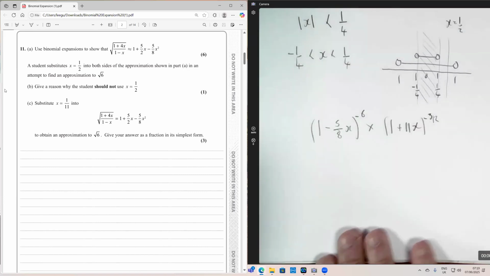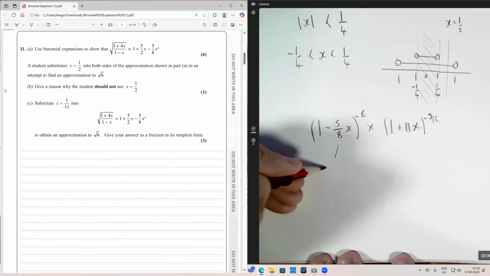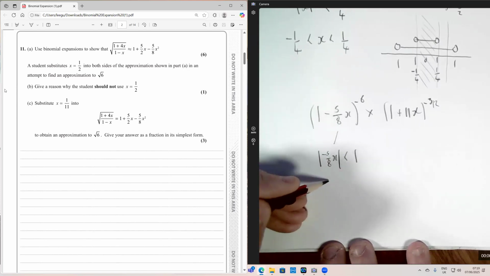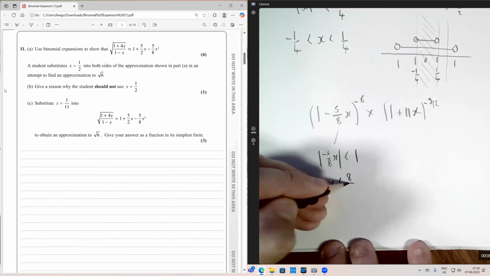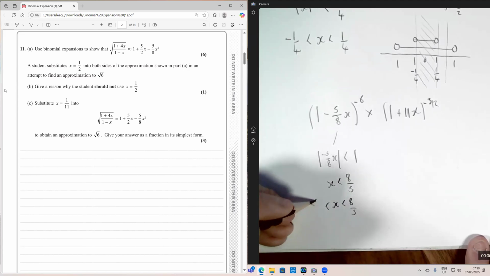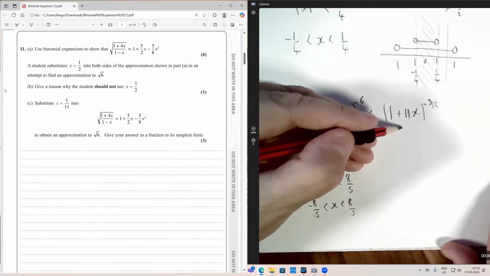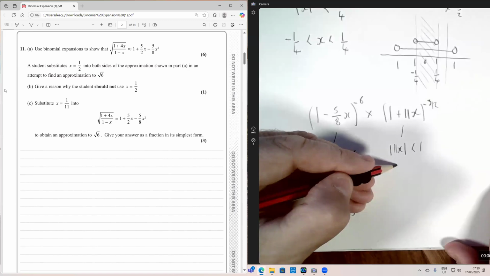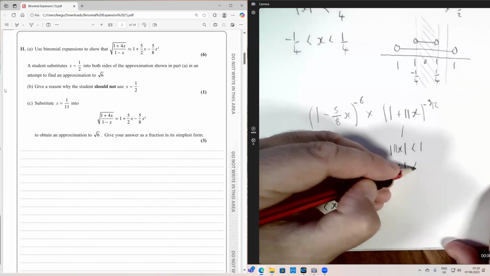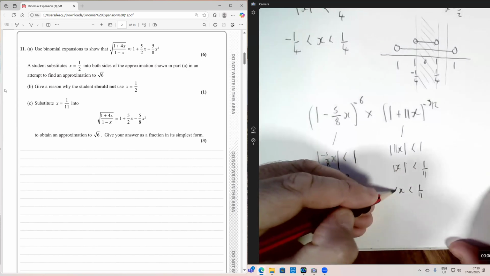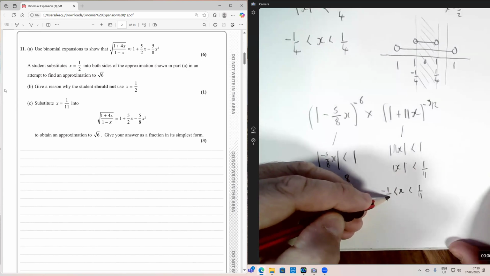So what we would do in this case is, we would say this one is valid for |-5/8 x| less than 1, the modulus or magnitude of that. We could multiply by 8 and divide by 5, so that x would be less than 8/5 but greater than -8/5. This one would be valid for |11x| less than 1. So therefore the magnitude of x would be less than 1 over 11. So that one is only valid for x less than 1 over 11 and greater than minus 1 over 11.